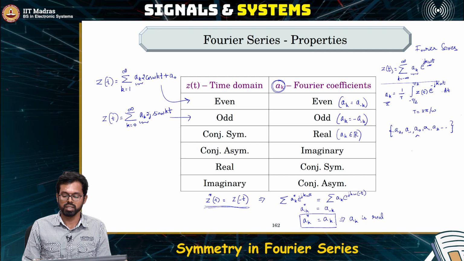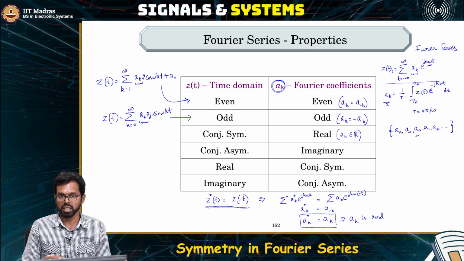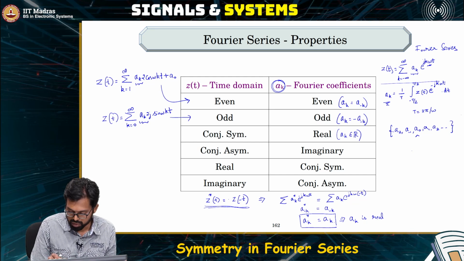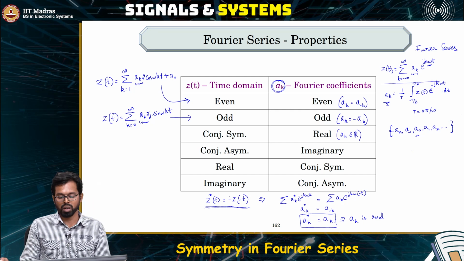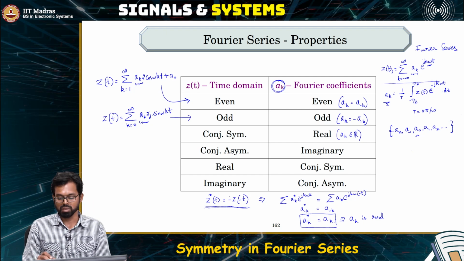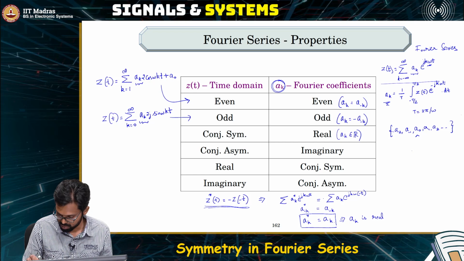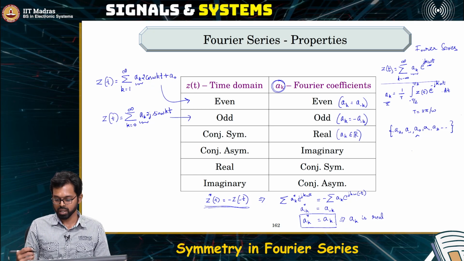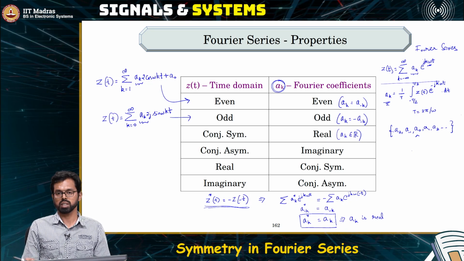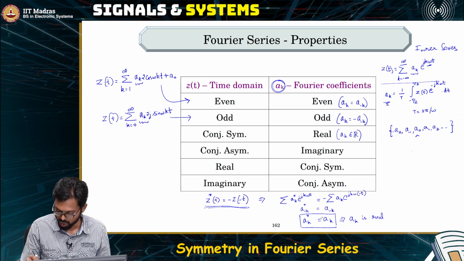Now what if the signal is conjugate asymmetric in the time domain? In other words, you take the conjugate, you will get minus z of minus t, right? So doing the same thing that we did before, which is nothing but comparing coefficients. What do you get?